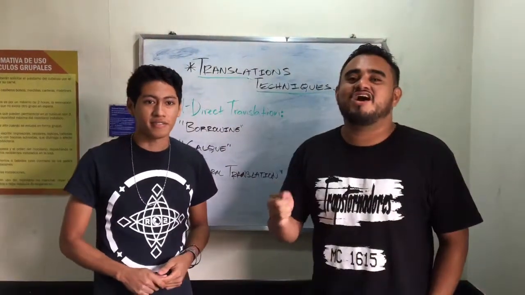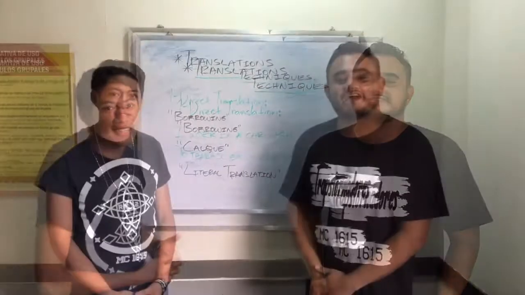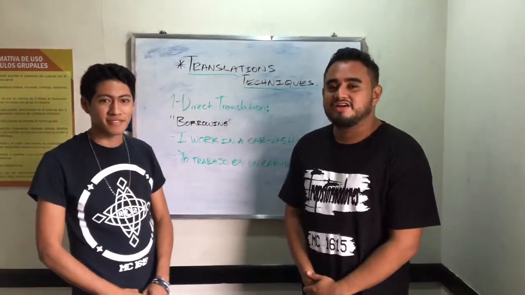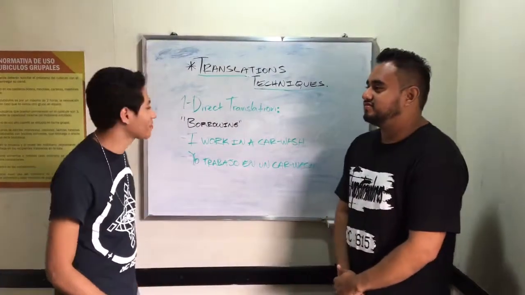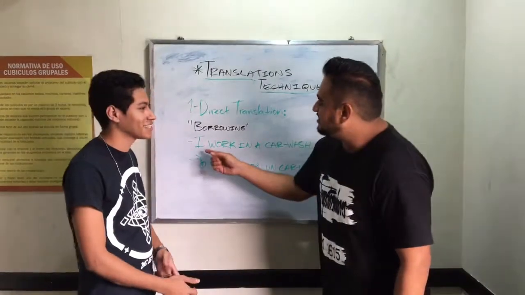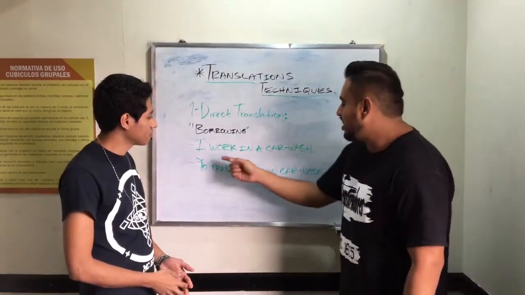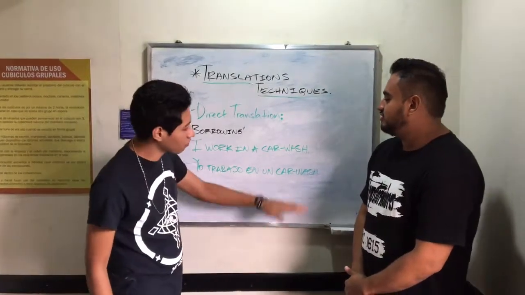So let's find out how to use them. So now let's get started with the first one. We have here borrowing. We have this sentence in English that says, I work in a car wash.